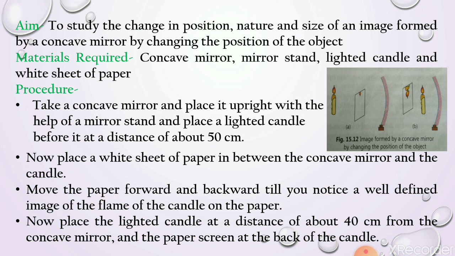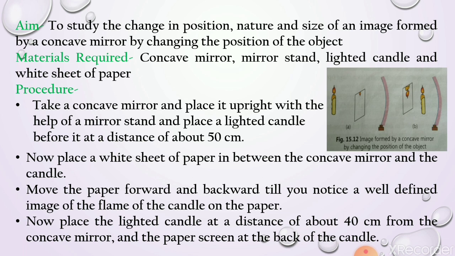Now there is one activity in which we have to study the change in position, nature and size of an image formed by a concave mirror by changing the position of the object. For this, some materials are required: one concave mirror, a mirror stand, a lighted candle and a white sheet of paper.